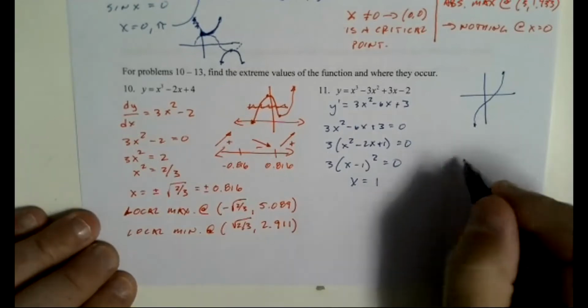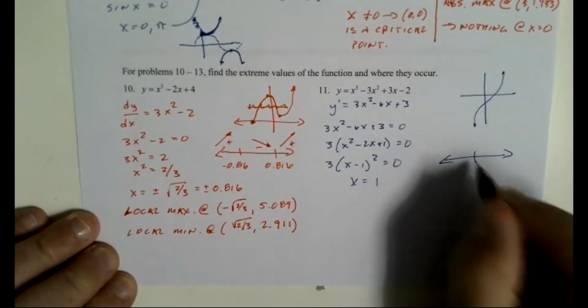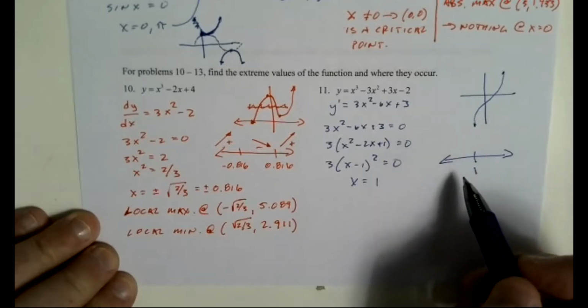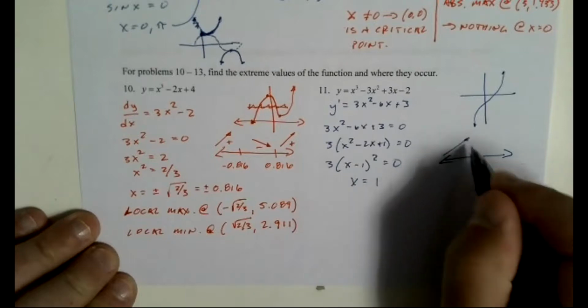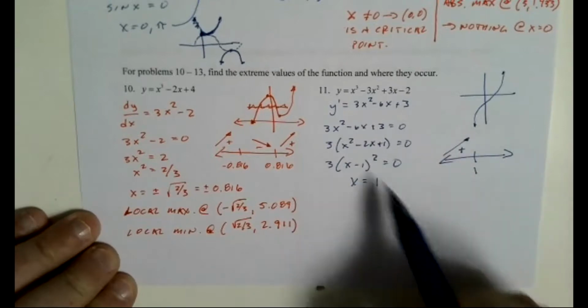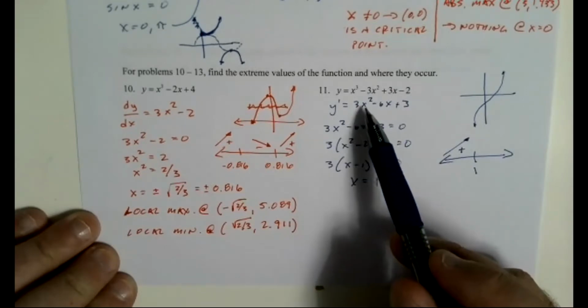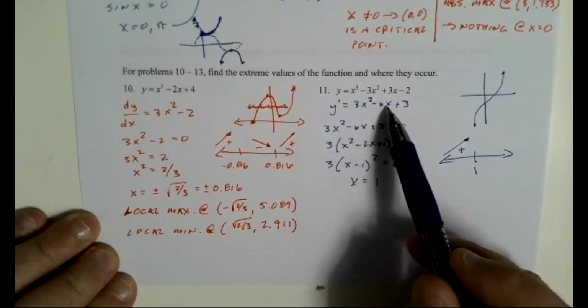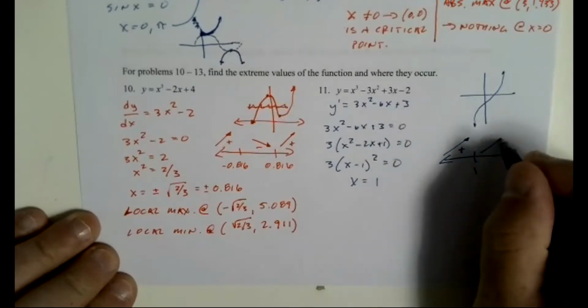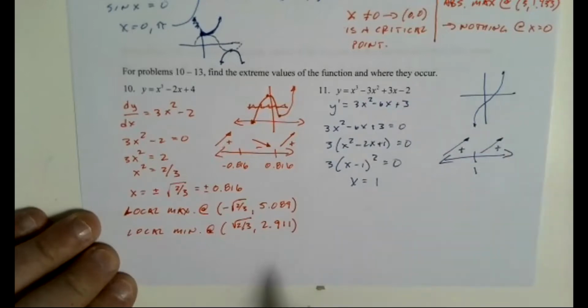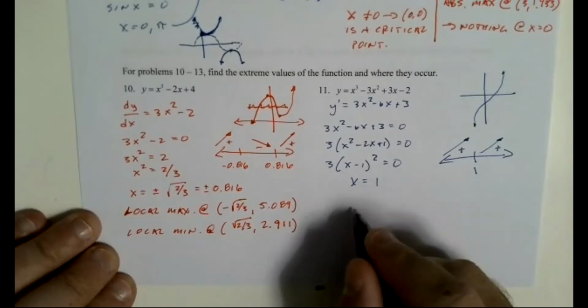So number line it, plug in 1. Nice easy number over here to use is 0. I get positive 3. Another nice number to use is 2. 4 times 3 is 12, minus 12 is 0 plus 3, get another positive. So there's no min or max here. This is actually a point of inflection.